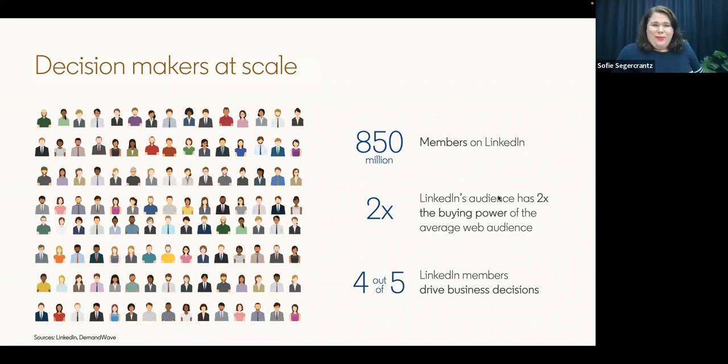I think this is really where we see, as B2B marketers, as ourselves as well, the value of LinkedIn. You know that the audiences will be up to date and will have the right titles and the right companies, because people are always updating their profiles. So I think this is really where LinkedIn is really unique.